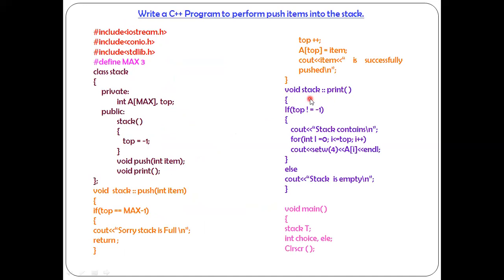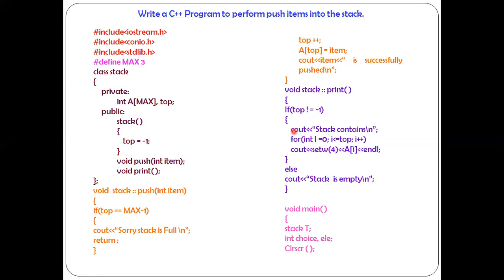Okay, fine. So next comes here. Void stack scope resolution print member function. That means this print member function does not return any value. That is why I'm using the keyword void. Open flower bracket. If top is not equal to minus 1, what is the value of top? 2. 2 is not equal to minus 1. Yes, it is true. Condition is true.